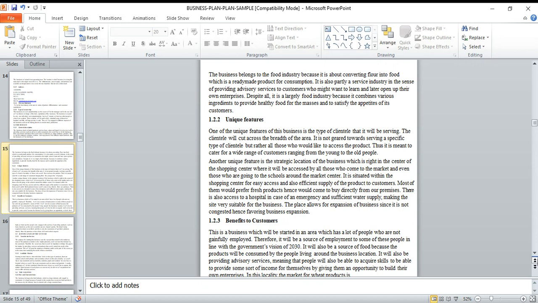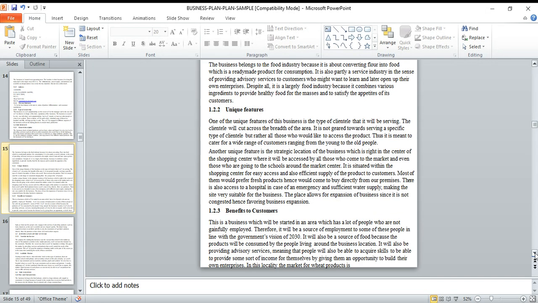That's why you can see even how I relate it to the national goals of the government. So you should be able to justify your business in terms of its unique features and benefit to customers in a very correct and precise way, without contradicting yourself.